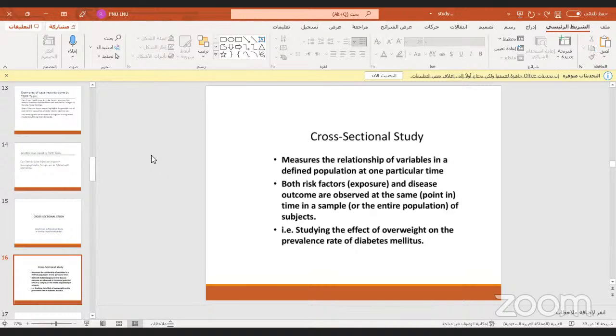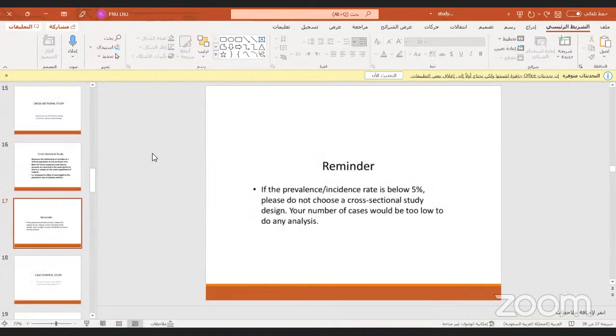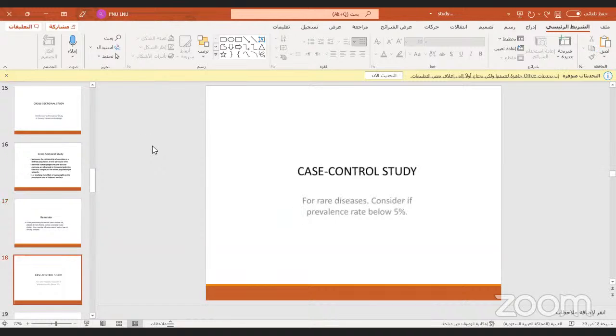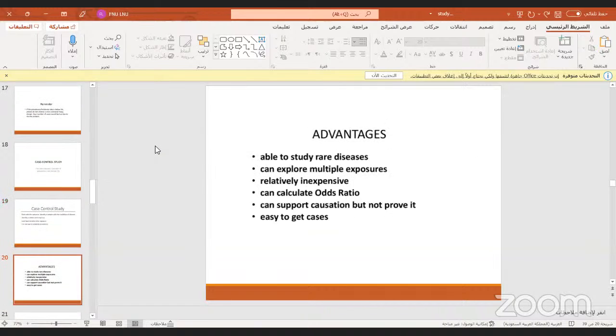For example, studying the effect of overweight on the prevalence rate of diabetes. Reminder, if the prevalence or incidence rate is below 5%, you don't have to choose cross-sectional study design because your number of cases would be too low to do analysis. It is better to do a case control study for rare disease and prevalence less than 5%.